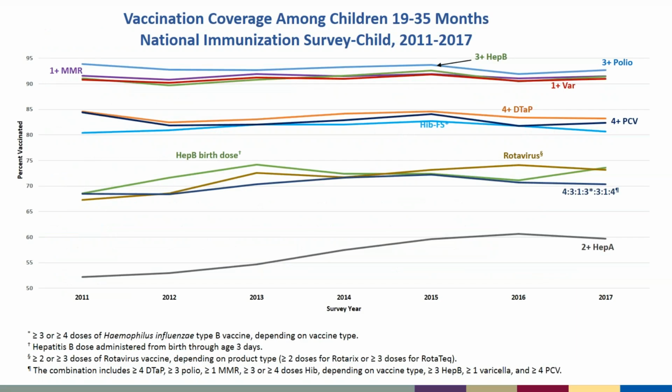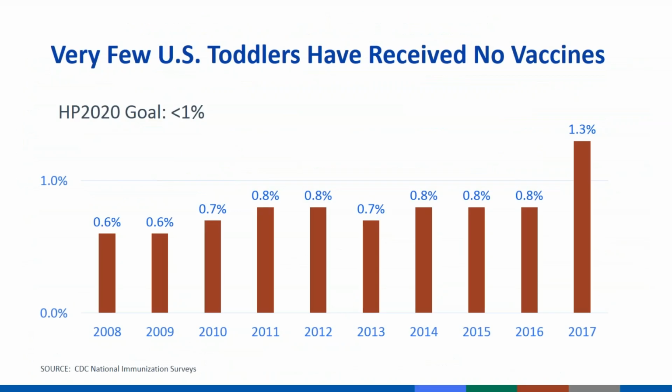This slide just shows how childhood immunization rates have remained really quite stable since 2011, although there is some variation when we look at individual vaccines in the schedule. And then this slide shows the increase in children receiving no vaccines that I just mentioned a moment ago.